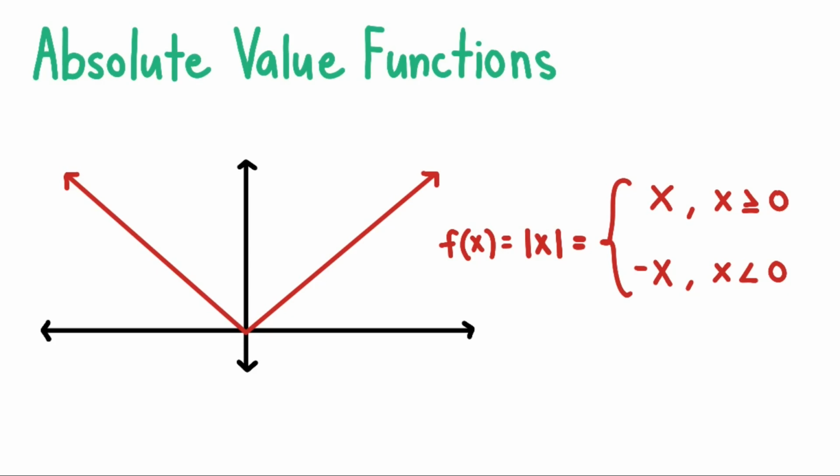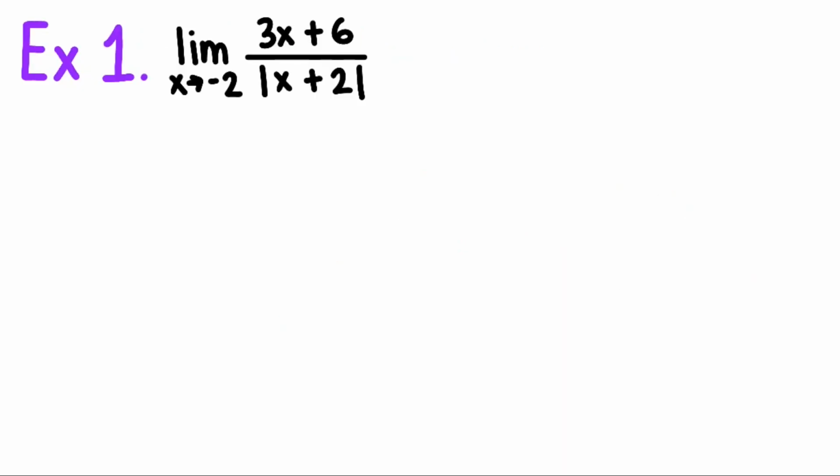Let's now move on to the first example. Here we are given the limit of 3x plus 6 all over the absolute value of x plus 2 as x approaches negative 2. Before we start, feel free to pause the video so that you may try this one first on your own. Okay, so let's start.